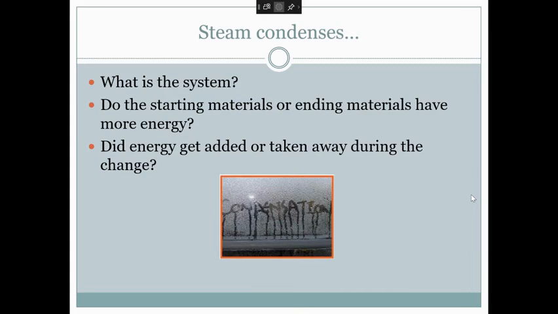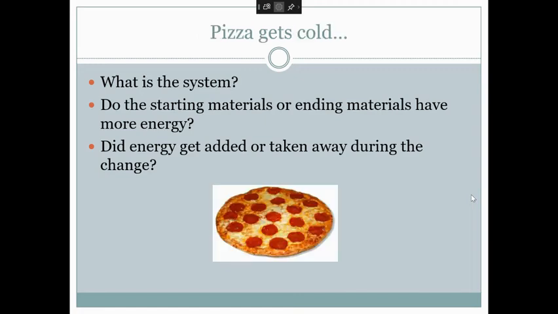Steam condenses. It is a gas to liquid. So remember, gases have more energy. And if we take it down to a liquid, well, let's see. We start with a gas and then we change it to a liquid. So remember, gases, liquids, solids. So if we go from a gas to a liquid, does that give off heat or absorb? So we always have to really kind of think of the starting materials and the ending materials, which has more energy.